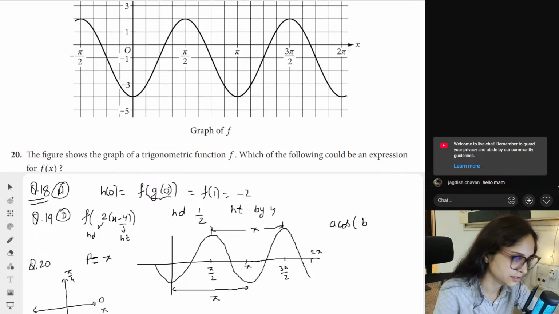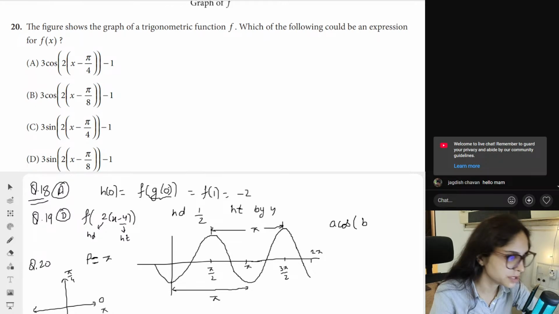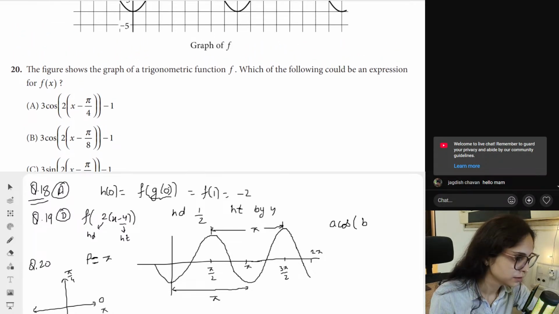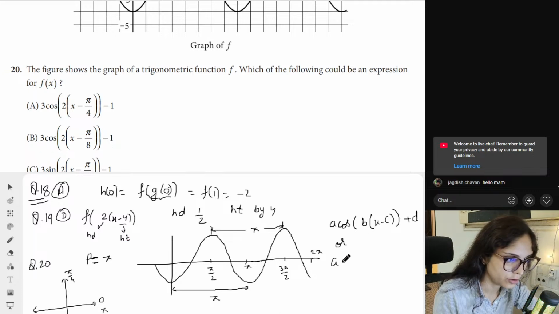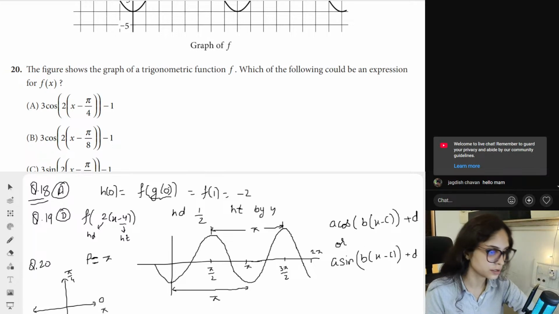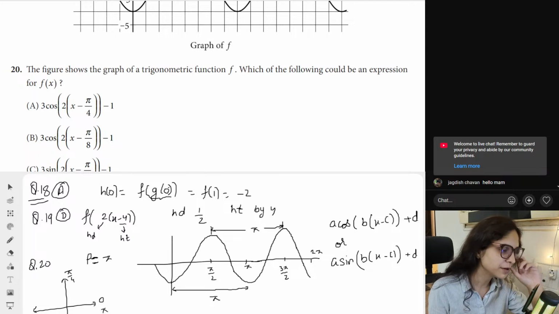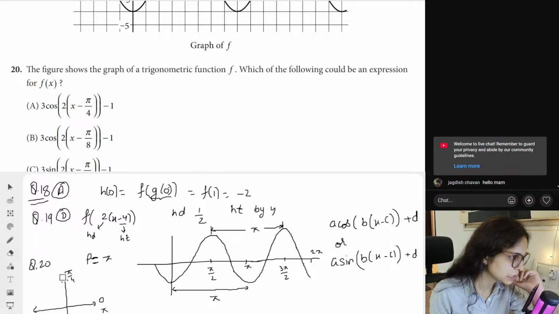Two of them are cosine and two of them are sine. So we'll have to write all of them. So it is A times cosine of B times x minus c plus d, or A sine B times x minus c plus d. It can be sine or cosine. So this is the normal structure of this. And now from the graph, we have found out that the period is pi. So we can find the value of b. I will come to this later.